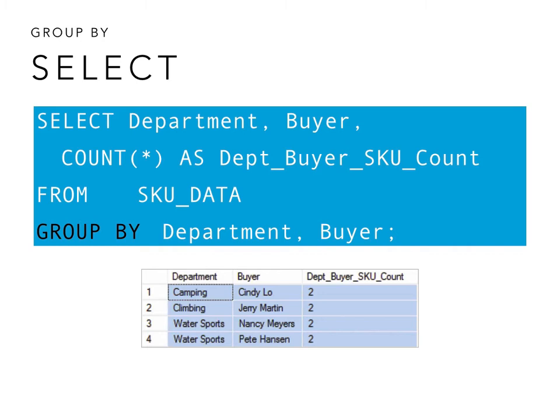Does that make sense? So we're not summing up the whole table, but we're summing up for every one of these combinations of department and buyer.